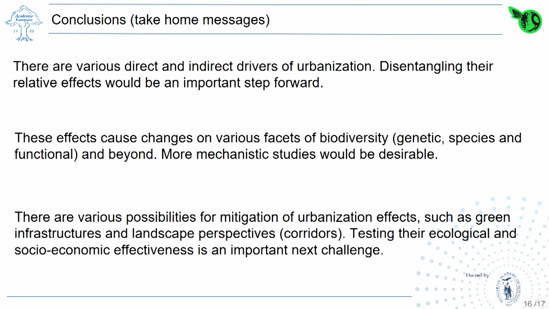Meta-analysis is slowly getting there, with more and more data coming, so that we can make much more complex meta-analyses than I could show you now. So this is maybe the future. And there are various possibilities for mitigating urbanization effects, such as green infrastructure and thinking about how they are connected with corridors, and testing their ecological and socio-economic effectiveness is an important next challenge.